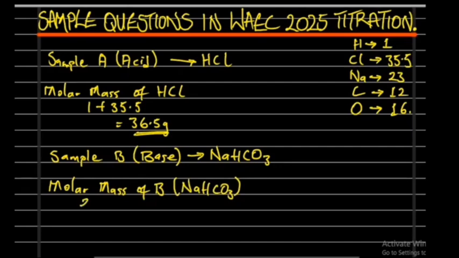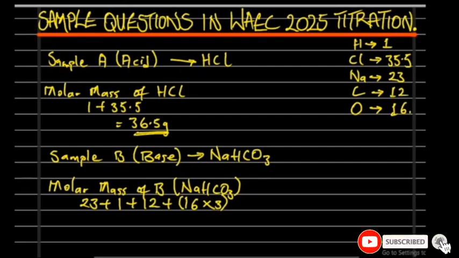Sodium is 23, plus our hydrogen, which is 1, plus our carbon, which is 12, plus our oxygen, which is 16, but 16 times 3. You can see that oxygen has 3 atoms there. So this is what the substance is going to look like.